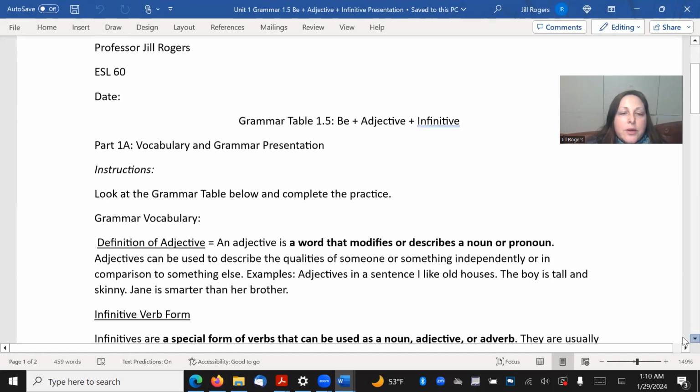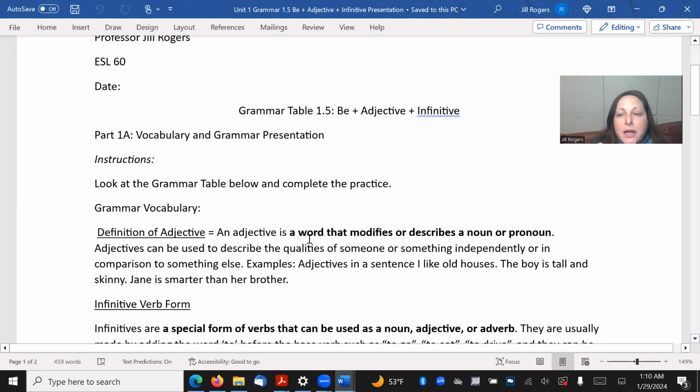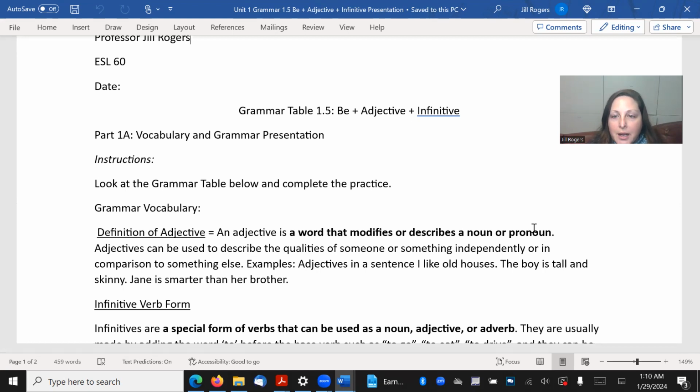Okay, so remember, an adjective is a descriptive word. For a fuller explanation here, let's go through it. An adjective is a word that modifies or describes a noun or pronoun. Now, you know what a noun is: a person, place, or thing. A pronoun, like I, takes the place of a noun. So my name is Jill, but the pronoun of Jill could be I.